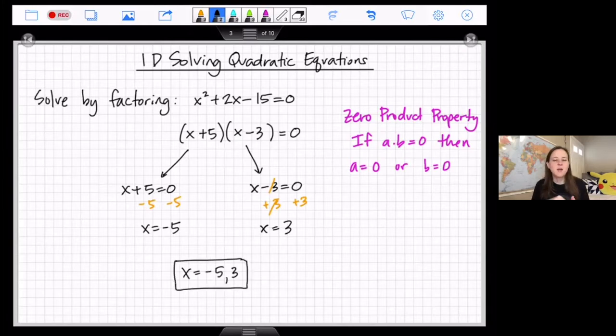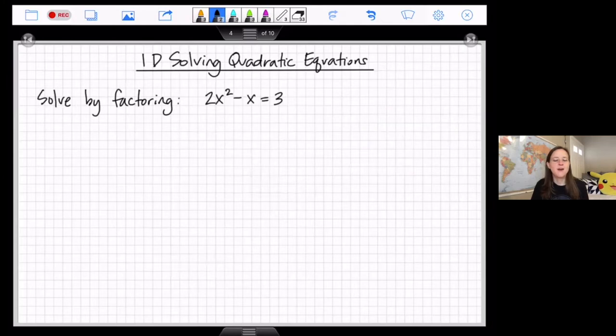All right, this one kind of came pre-rigged, set equal to 0 for us. You have to keep that in mind when you're solving by factoring. The equation has to have 0 on one side, otherwise you can't use that zero product property. One more by factoring, we've got 2x squared minus x equals 3. Remember I said if we're going to solve by factoring, we have to have 0 on one side. So I'm going to subtract the 3 from both sides so that I get 0 on the right. So I'm going to have 2x squared minus x minus 3.